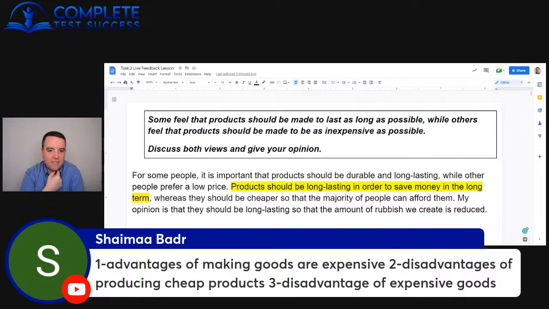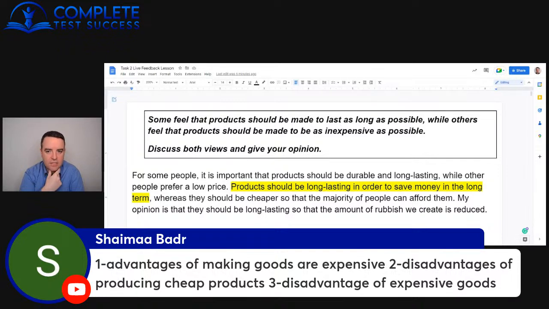Number two, disadvantages of producing cheap goods. No. So when you discuss both views, you're not discussing why you think the first group are right and why you think the second group are wrong. That's not discussing both views. To discuss both views, you need to say, why do the first group think they're correct? So it'll be the advantages of durable products. And then why do the second group of people think that they're correct? So that will be the advantages of cheap products. So we won't be discussing necessarily the disadvantages of cheap products as much as we'll be discussing why durable is good, why cheap is good.